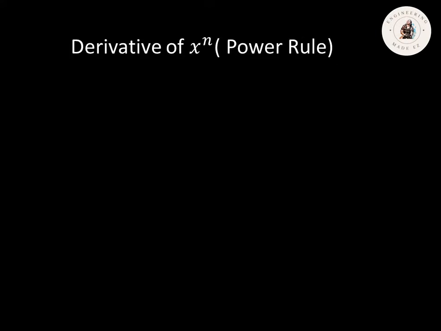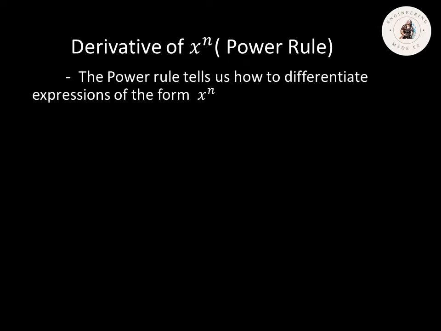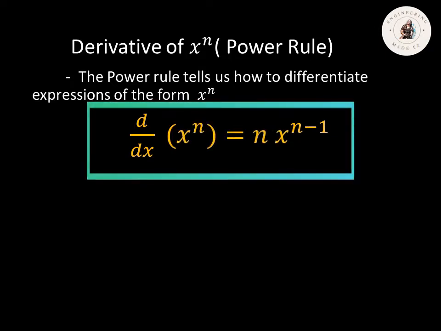Next is the derivative of x to the power of n, or what we call the power rule. The power rule tells us how to differentiate expressions of the form x raised to the power of n. We have the formula, the derivative of x raised to the power of n with respect to x is equivalent to n times x raised to the power of n minus 1.